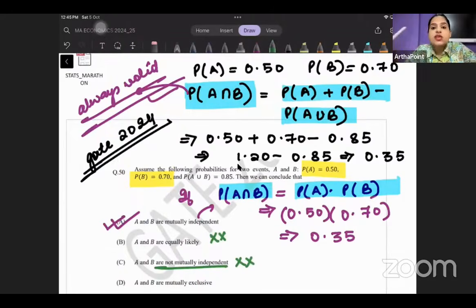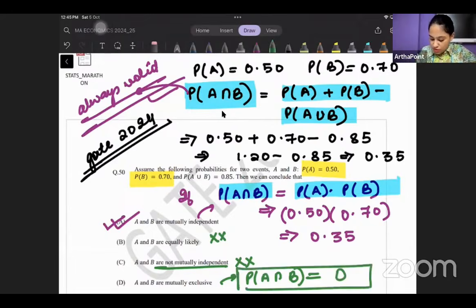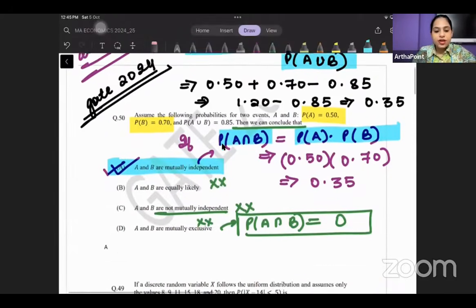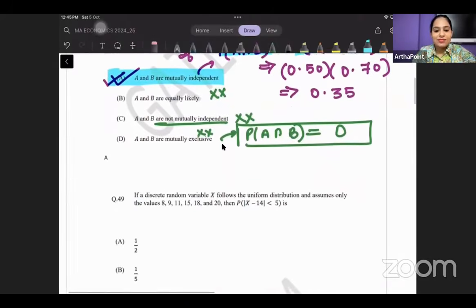Mutually exclusive. They exclude each other only when probability A intersection B will be... When will they exclude each other? A intersection B will be 0. Absolutely. It will be 0. So this is also incorrect. So we can only conclude that A is the correct option, right? That is correct, that they are mutually independent of each other. Absolutely. Okay. Come to the next question. Try this one.